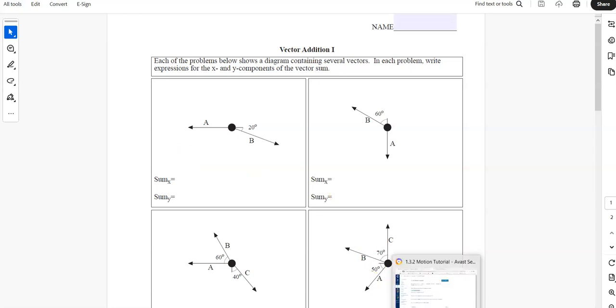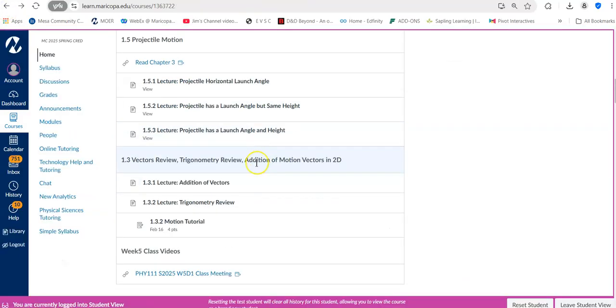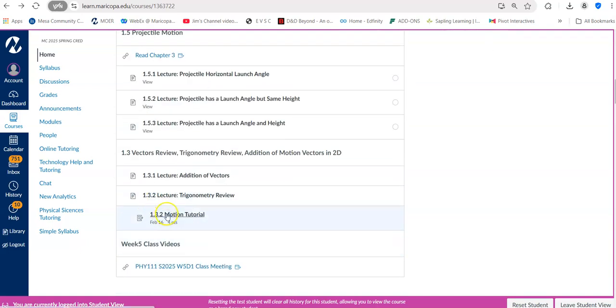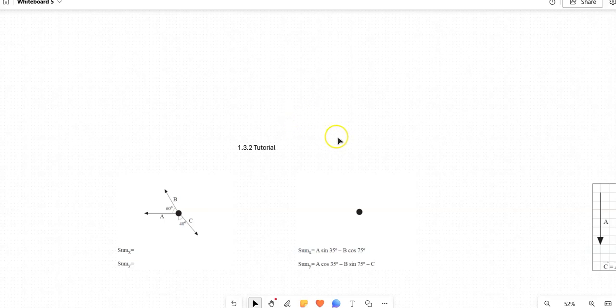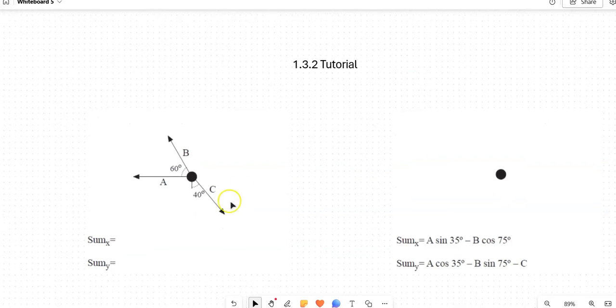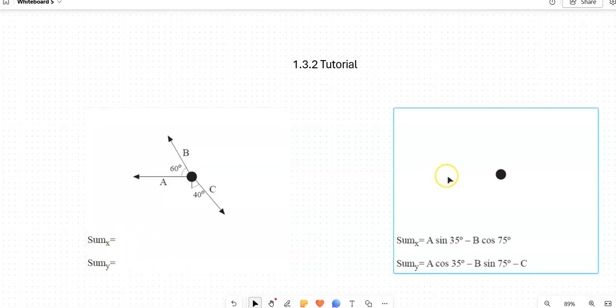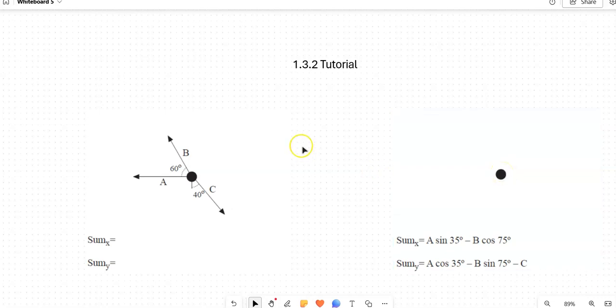I'm going to go back to here, and go out to my little area right here, 2-dimensional motion. I've already got everything loaded onto a Microsoft Whiteboard. There are 2 pages to it. The first page has a bunch of problems where vectors are written, and you have to write the sum of the x direction and the sum of the y direction. The next page has the sum of x and y direction equations written, and you're supposed to draw the vectors from there. So let's do a little walkthrough on how to do this.